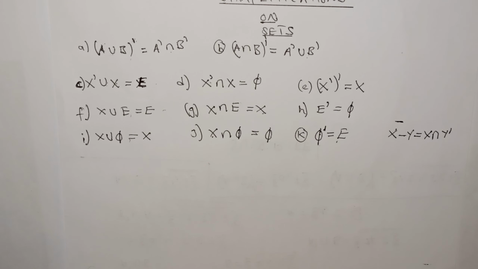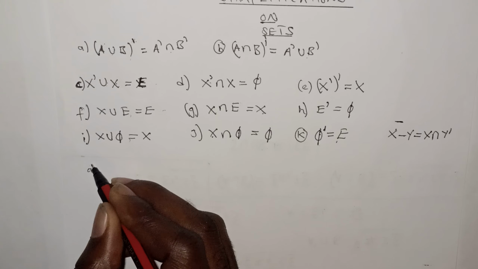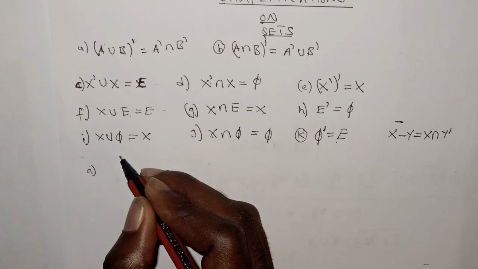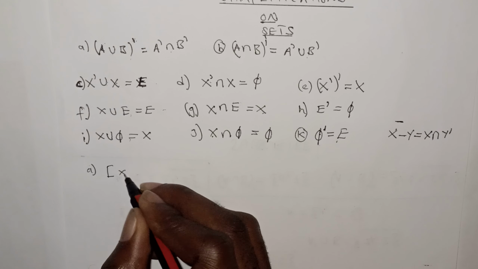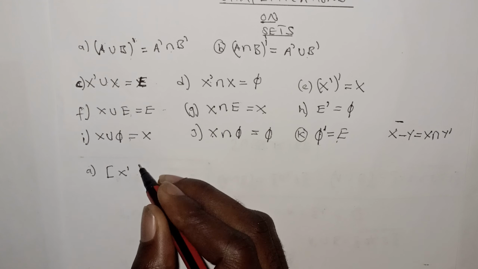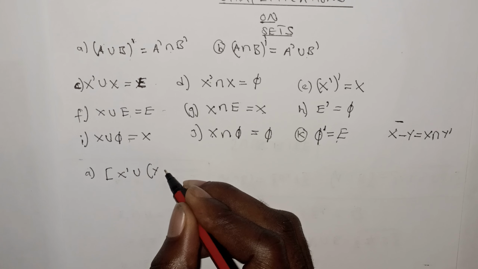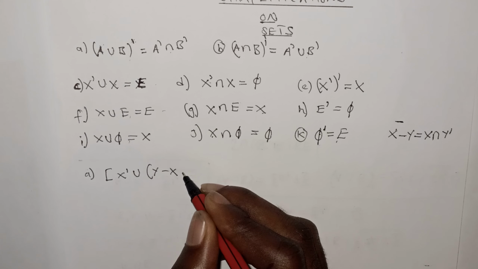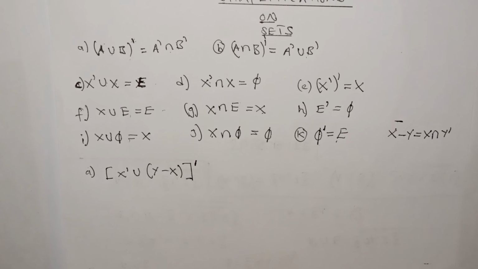So now let's practice one exam question. Let's start with this one. Let's say we have the brackets here, then we have (X complement union Y minus X) complement over here. So go ahead and try this one. How can you do it?